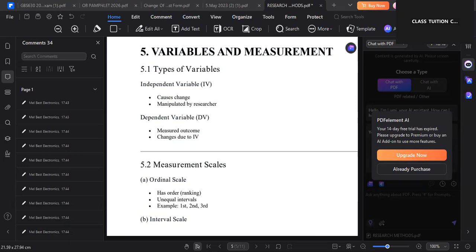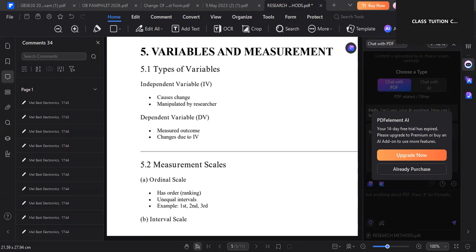So we have variables that can be either independent or dependent variables. Variables are simply characteristics or factors that change how you're going to measure your study. The independent variables are the factors that cause changes in another variable. They're also called predictor or explanatory variables. These are variables that we can manipulate.